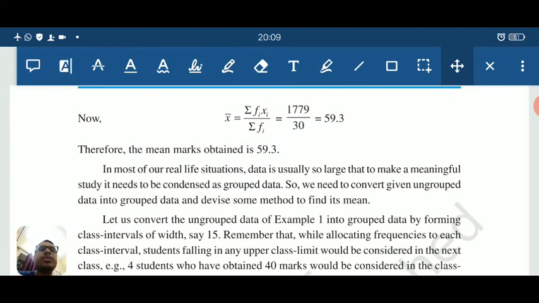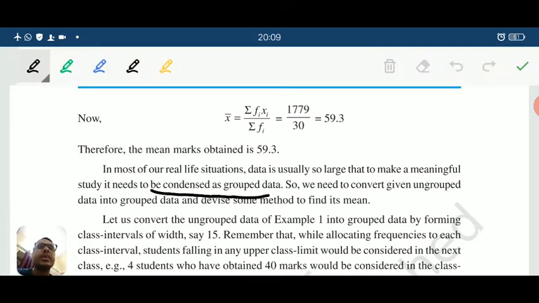So in order to reduce the observations, in order to condense, what we have to do here is condense it as group data. So we need to make the observations into groups, convert the observations into groups, so that you have a very short time to solve the questions, and you can solve those questions in a given time very easily. If you follow the previous method, then it will take more time, isn't it?